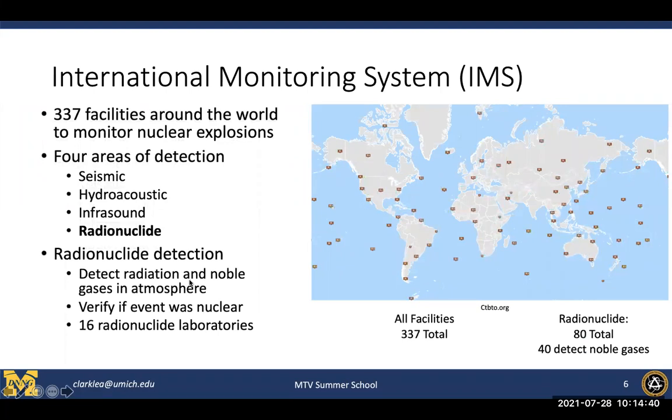So let's talk about radionuclide detection. There are 80 total facilities around the world for radionuclide monitoring, and 40 of which detect noble gases as well, particularly xenon, which we are going to be talking about in a little bit. But radionuclide detection basically detects radiation and noble gases found in the atmosphere, and these are used to verify these nuclear events. So you can see on this plot, these are all of the locations of the radionuclide stations around the world.